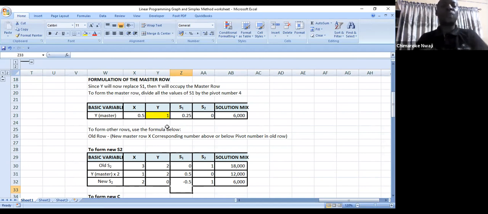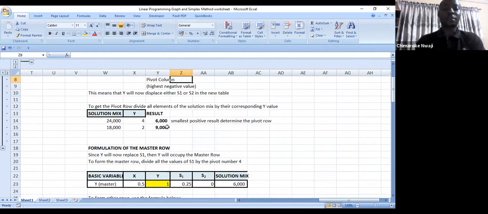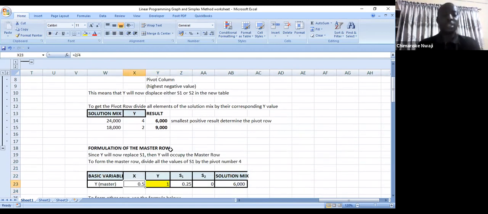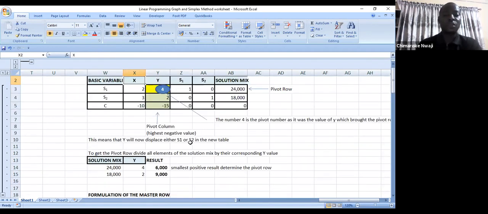So how does Y replace S1? All you do is divide everything in S1 by the pivot number. Everything in S1 you divide by the pivot number. So you see 0.5. This 0.5 is a result of dividing 2 by 4. How did we get the 2? You see this 2 here divided by 4. Good. That's what gave me 0.5.